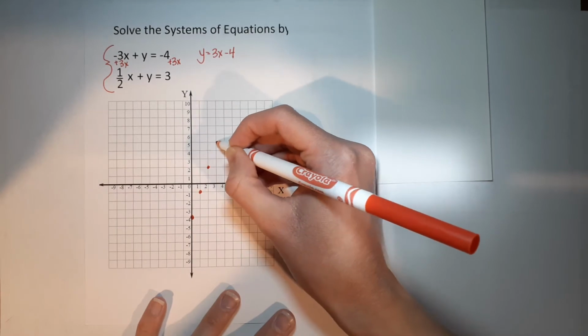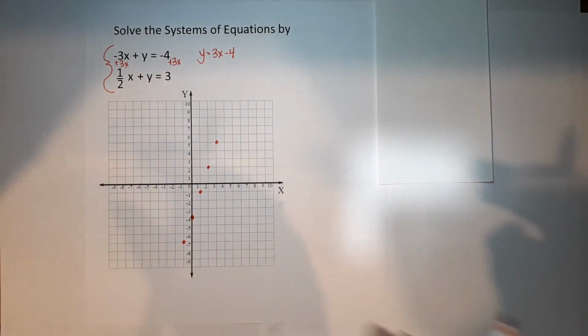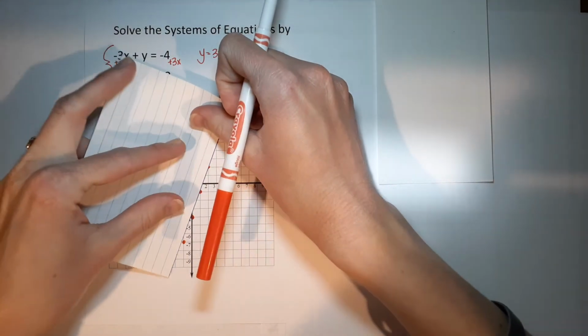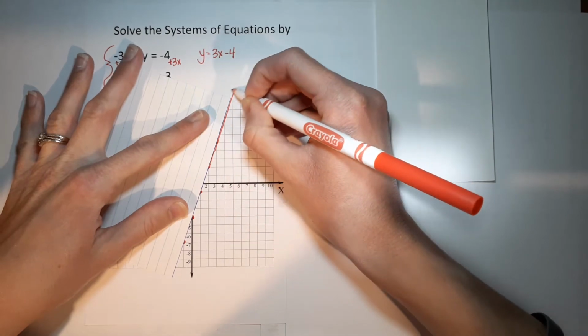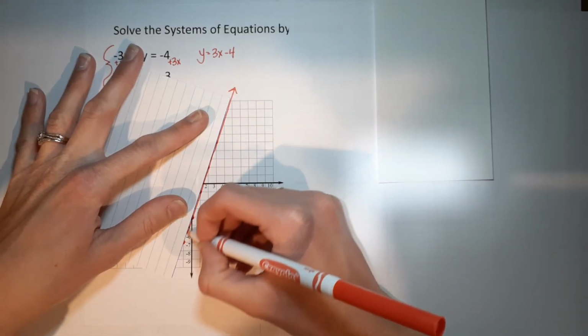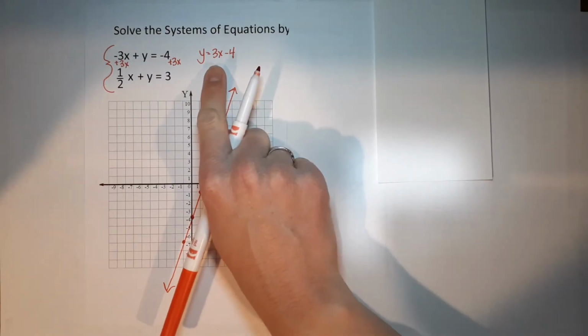I can keep going, right? And I can also go the other way. 1, 2, 3 over 1. All right, and this line goes on forever, right? That's why we draw arrows, okay? So that line shows all the possible answers to this equation.